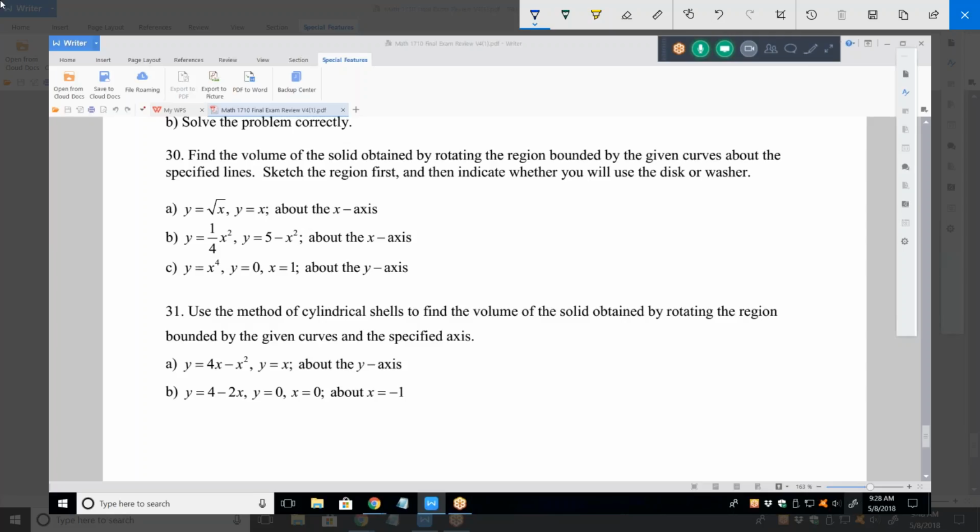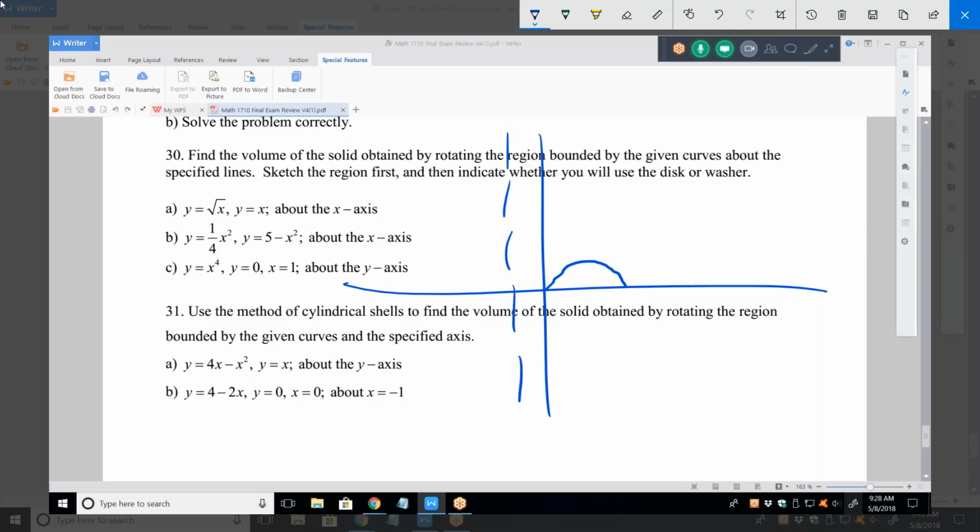Let's say you took this and rotated it not about the y-axis, but around the line x equals -1. What you end up with is kind of called a bundt cake. There's an empty space. What you have is a round cake with a hole in the middle of it.